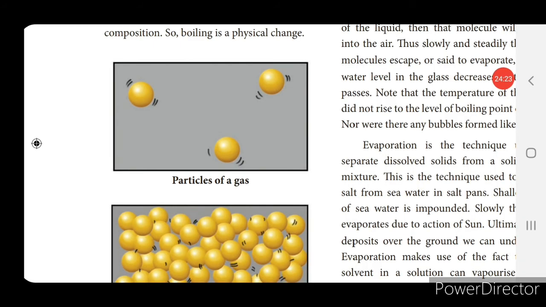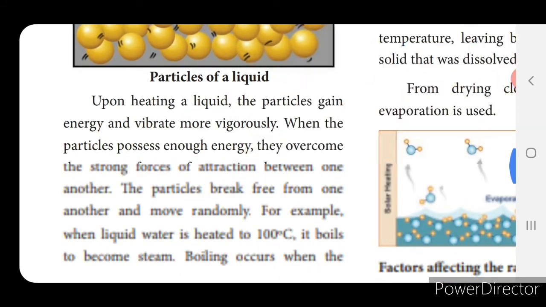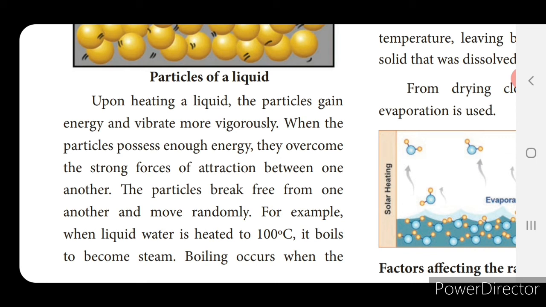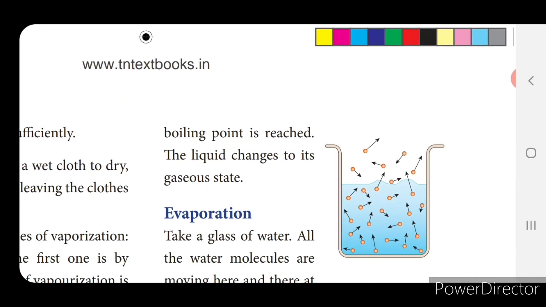So, you can observe this picture. Particles of a gas are very loosely packed, and particles of a liquid are loosely packed. Upon heating a liquid, the particles gain energy and vibrate more vigorously. When the particles possess enough energy, they overcome the strong forces of attraction between one another and the particles break free from one another and move randomly. For example, when liquid water is heated to 100 degrees centigrade, it boils to become steam. Boiling occurs when the boiling point is reached. The boiling point of water is 100 degrees centigrade, so when it reaches 100 degrees centigrade, it will be converted into water vapor.